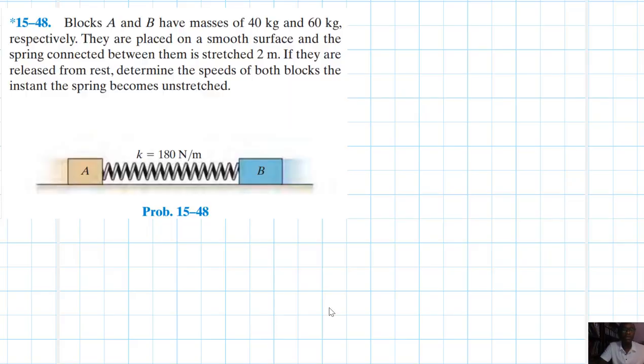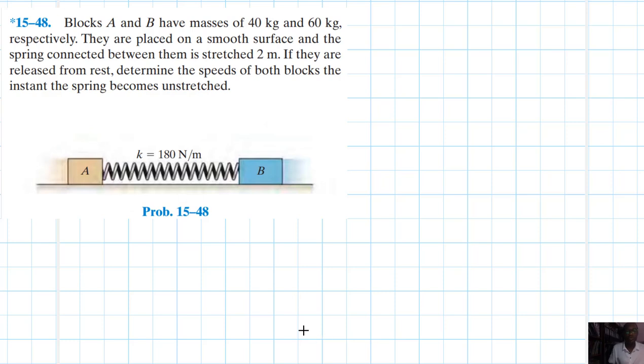The problem reads: blocks A and B have masses of 40 kg and 60 kg respectively. They are placed on a smooth surface and the spring connected between them is stretched 2 meters. If they are released from rest, determine the speeds of both blocks the instant the spring becomes unstretched. This problem is coming from Engineering Mechanics: Dynamics, 14th edition, by R.C. Hibbeler.